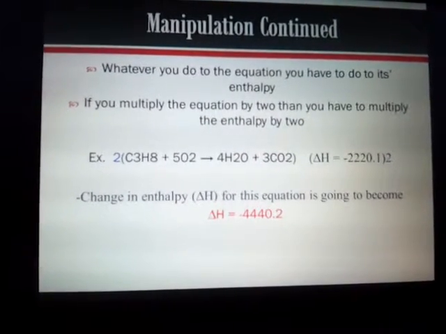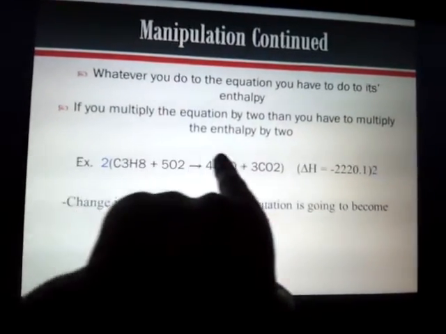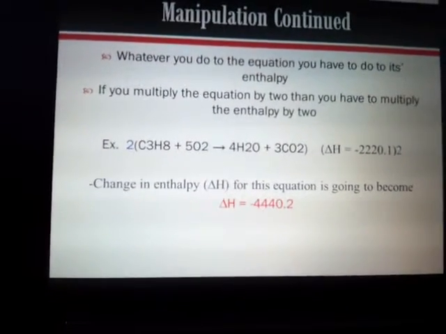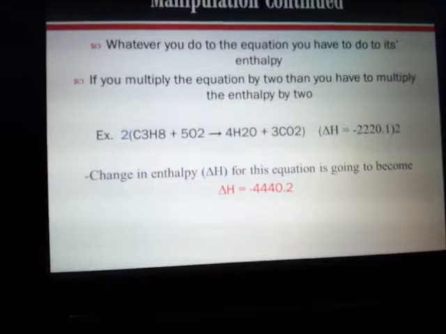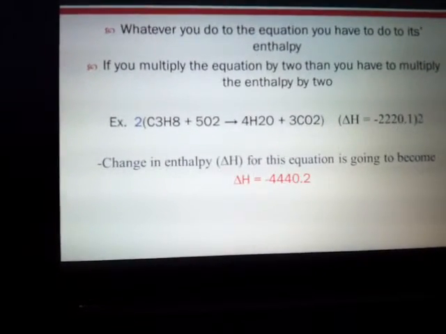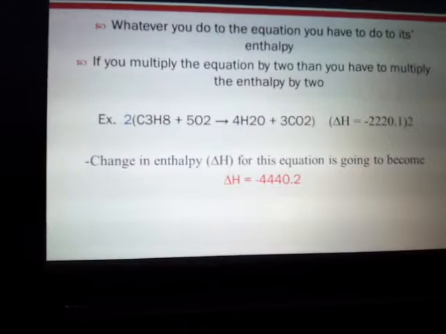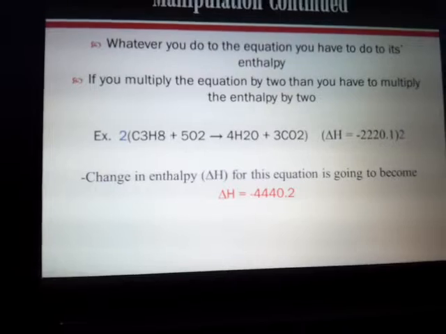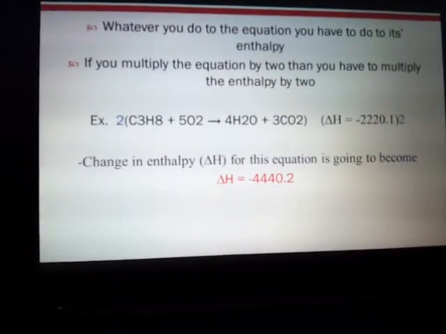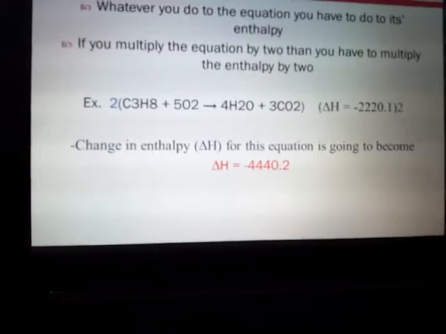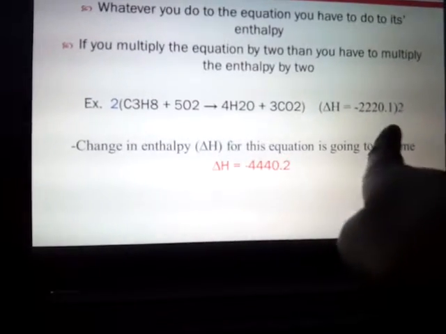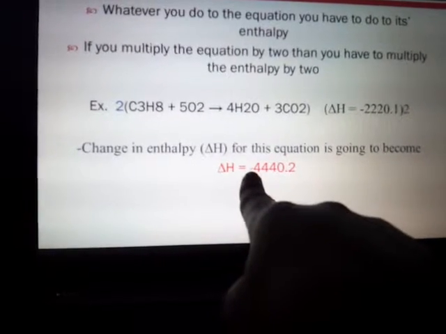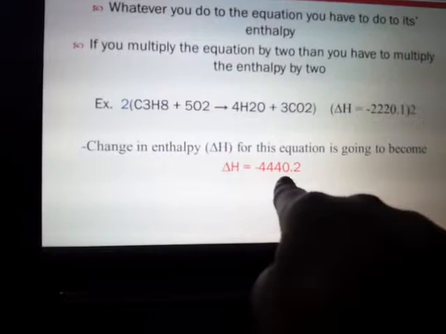Say you have this equation here: ethane plus 5 oxygen yields 3 carbon dioxide plus 4 water molecules. Then if you multiply the equation by 2, you also have to multiply the change in H by 2. So since you're multiplying this by 2, you multiply this by 2. And your final answer for the change in H here is going to be negative 4,440.2.